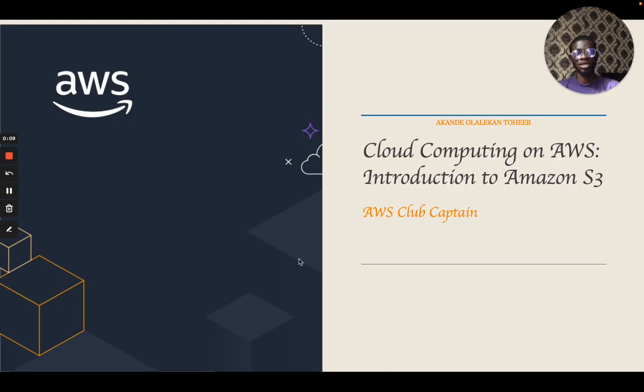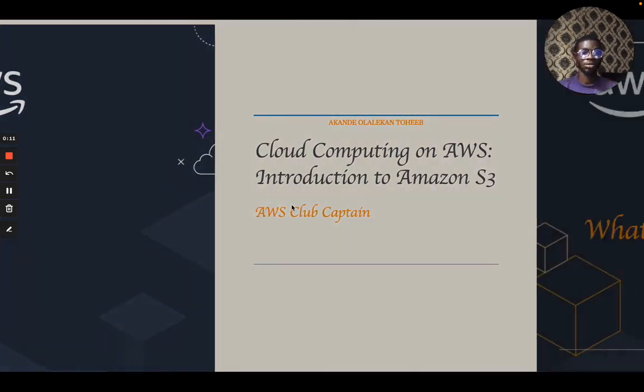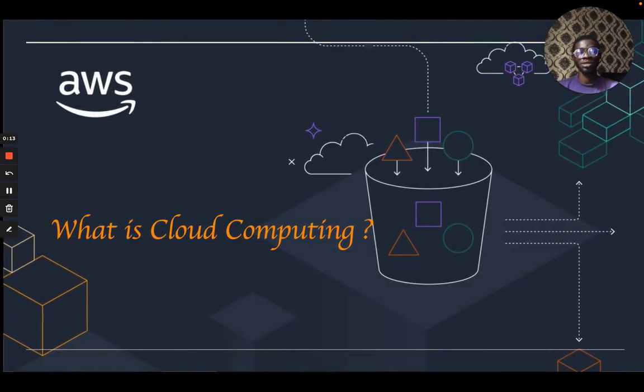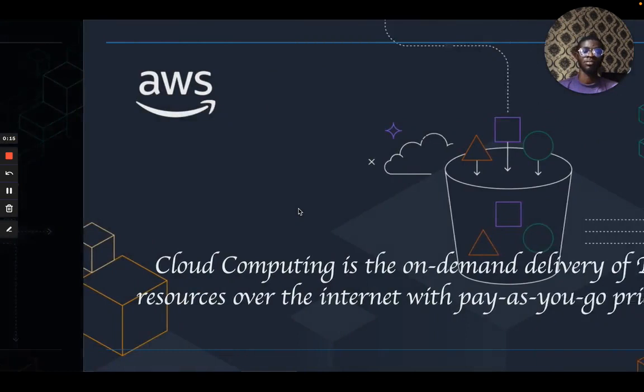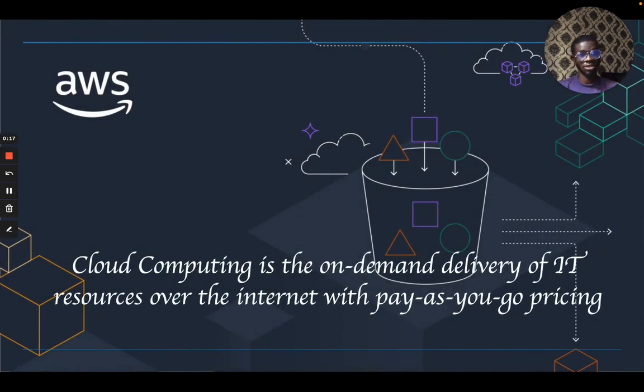Firstly, let's take a look at the concept of cloud computing on AWS. What is cloud computing? Cloud computing is the on-demand delivery of IT resources over the internet with pay-as-you-go pricing. That is, IT resources such as compute, storage, databases, and network are made available over the internet with pay-as-you-go pricing, which means you pay only for what you use.